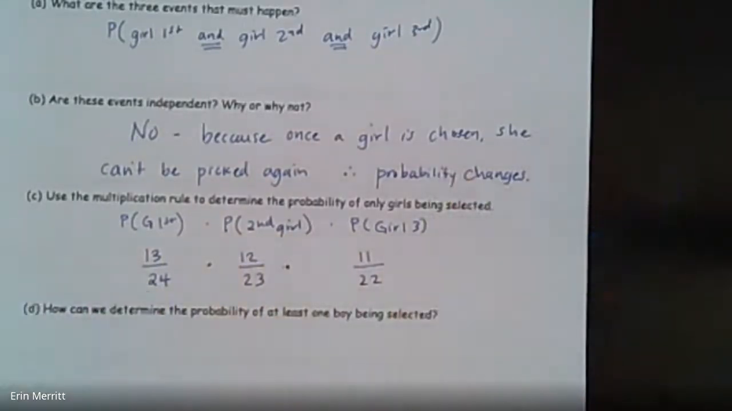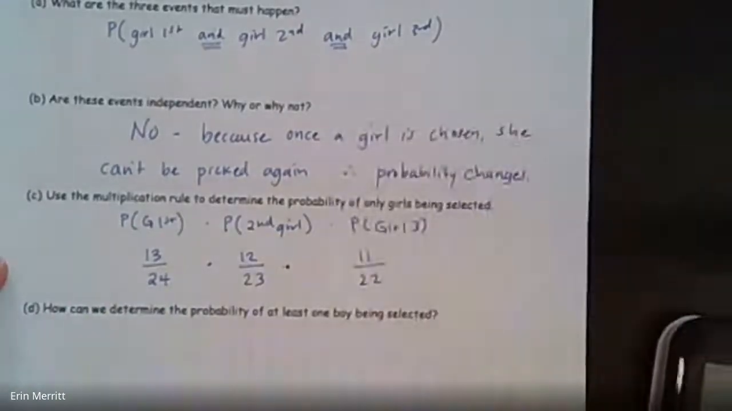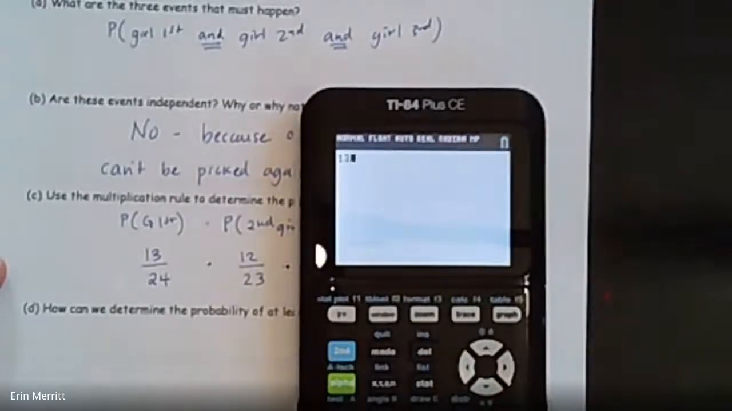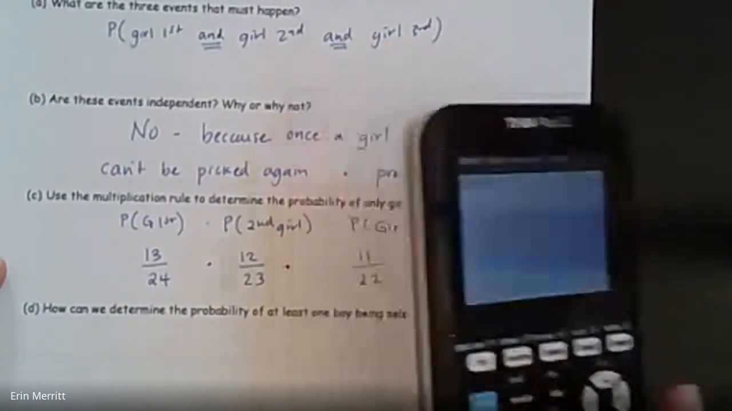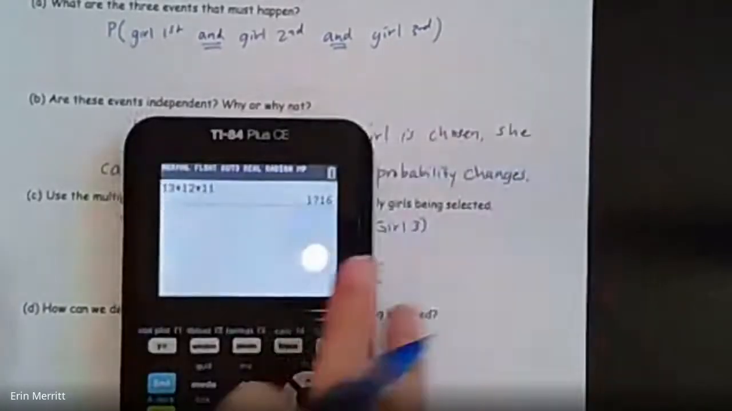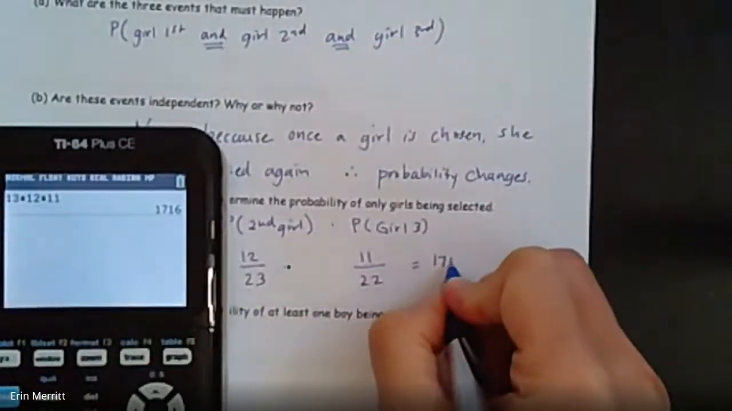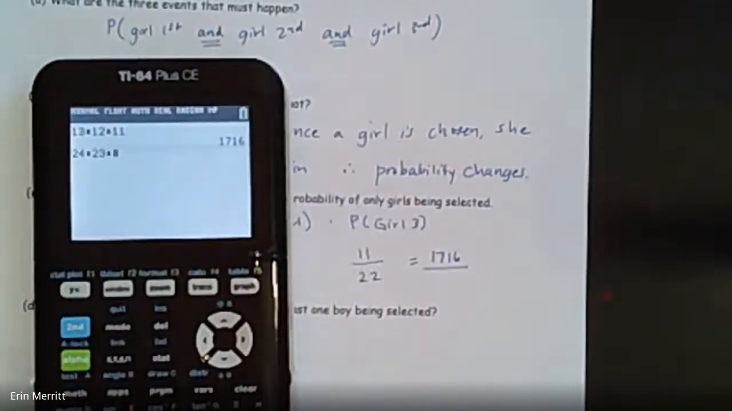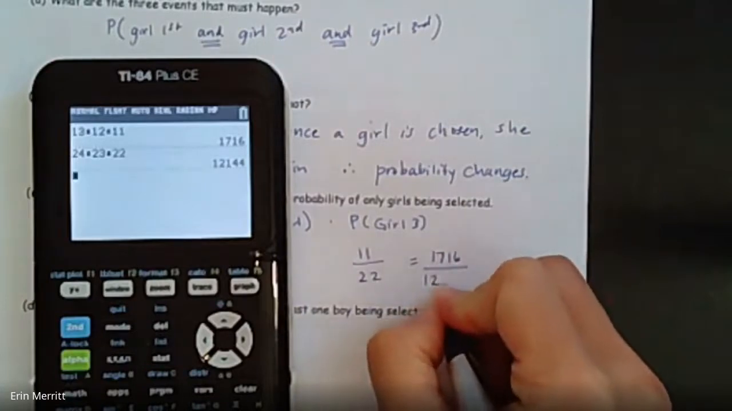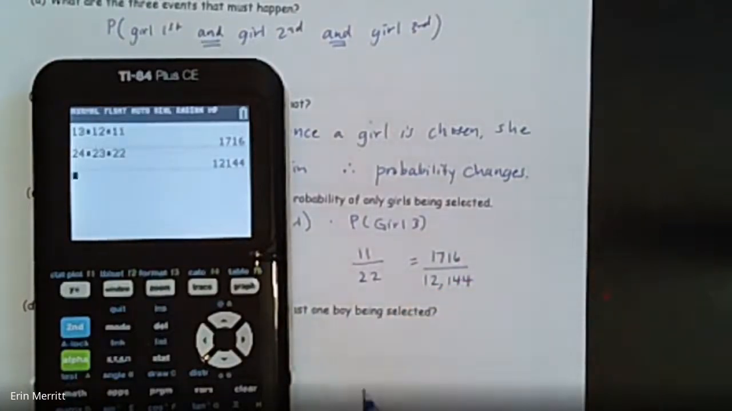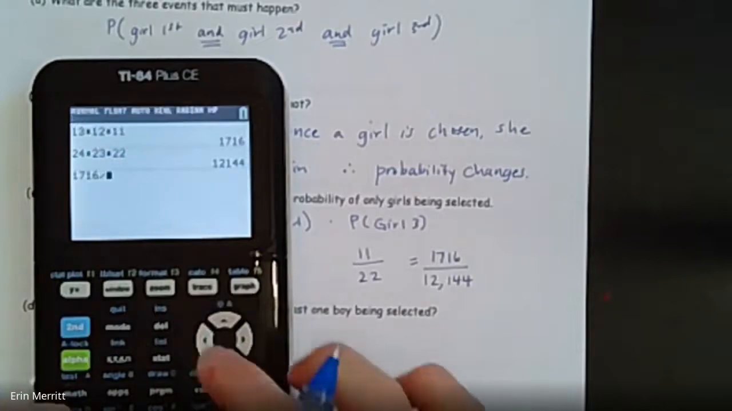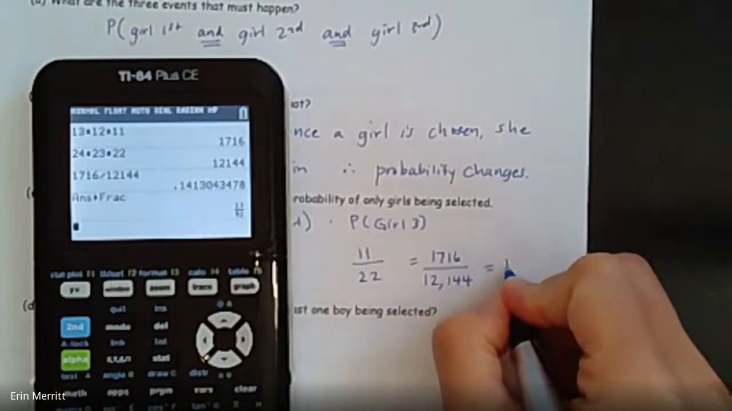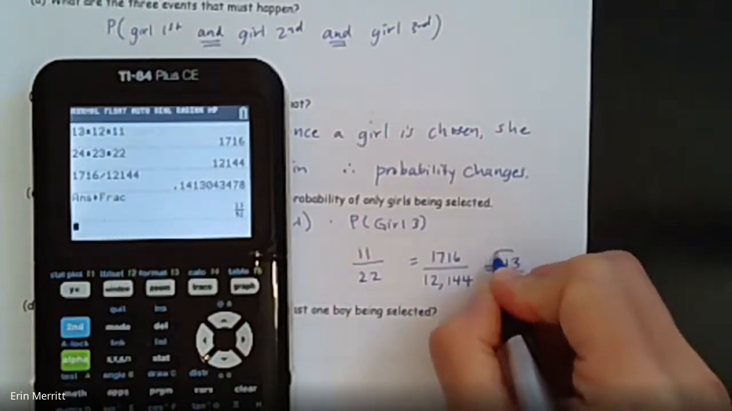It's not just the same thing times itself over and over again, like it was in the switches question. All right, so we got 13 times 12 times 11 for our numerator, 17, 16, and our denominator, 24 times 23 times 22, over 12,144. Now, of course, this will probably simplify, so divide it, and then math frac, and that comes down to 13 out of 92.